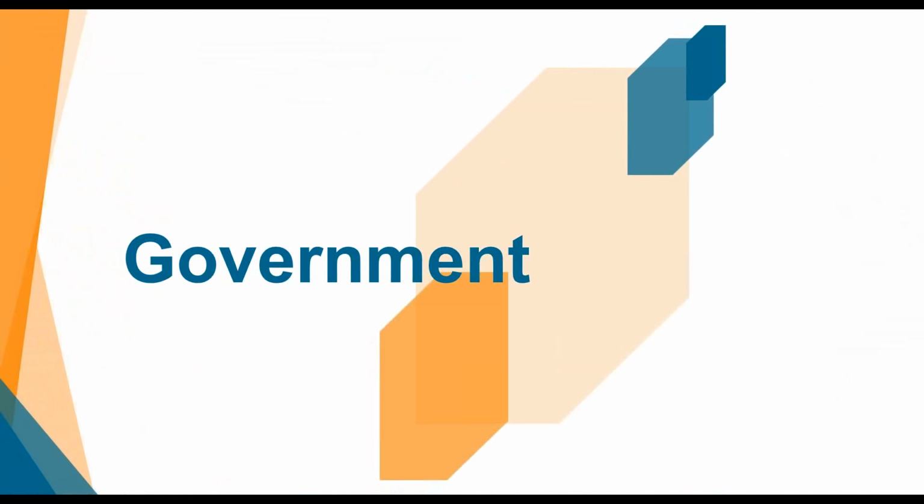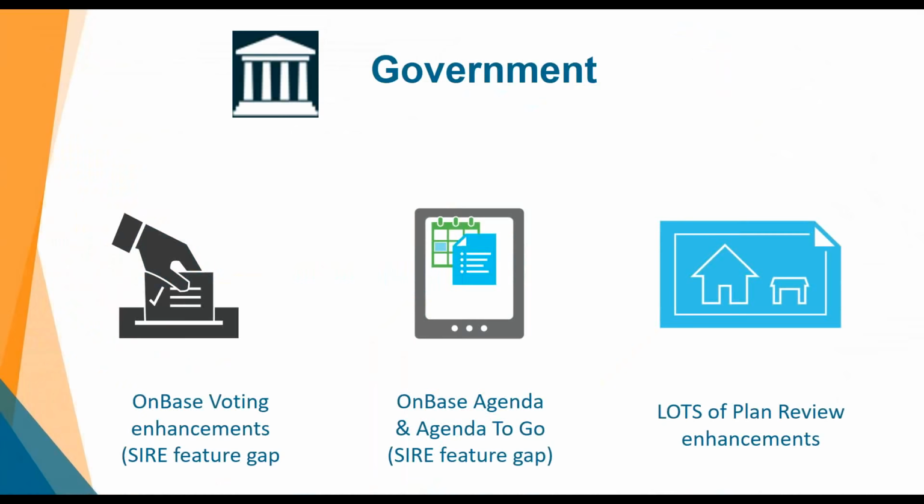And finally, for government users specifically, there have been several user interface enhancements. The first user experience enhancement is that electronic voting capabilities for meetings have been improved. There have been additional various enhancements to the OnBase agenda management. On the iOS Agenda to Go app, individuals can review meeting minutes prior to the meeting, annotate, make notes, and even more, all prior to the meeting on the iOS Agenda to Go app.